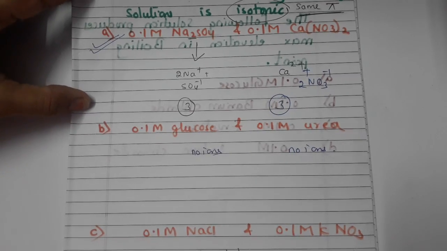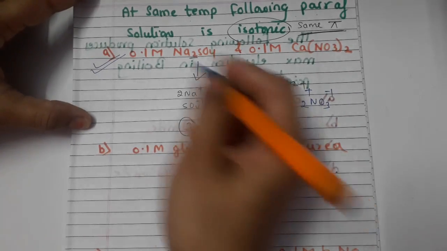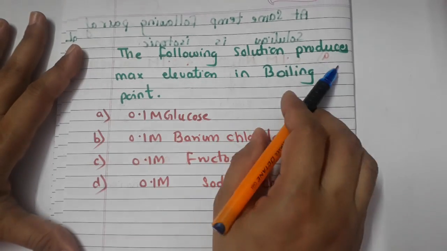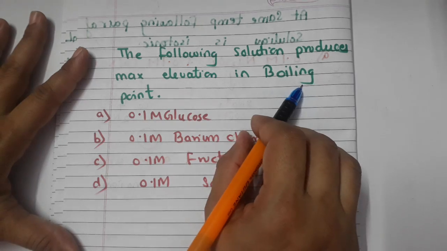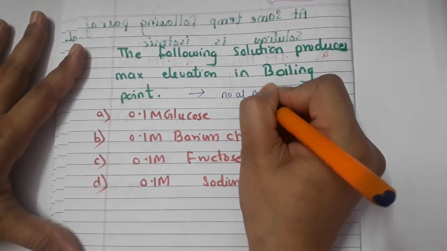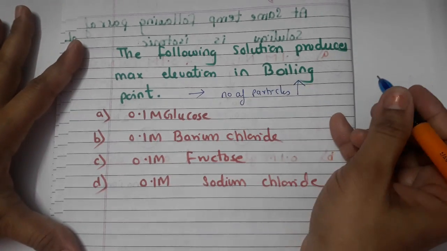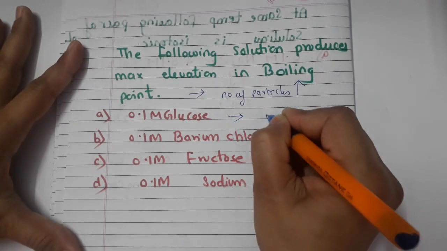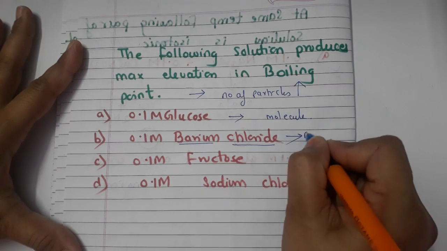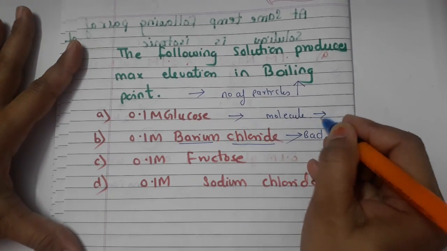Now if you look at all the options, the best option is this one, where the number of particles is the same. Now the next question is, which of the following solutions produces maximum elevation in boiling point? When will there be maximum elevation in boiling point? When the number of particles is more, it leads to more elevation in the boiling point. Now in this case it is a molecule. In this case barium chloride, BaCl2, means particles would be 3. In comparison to this it is 1.